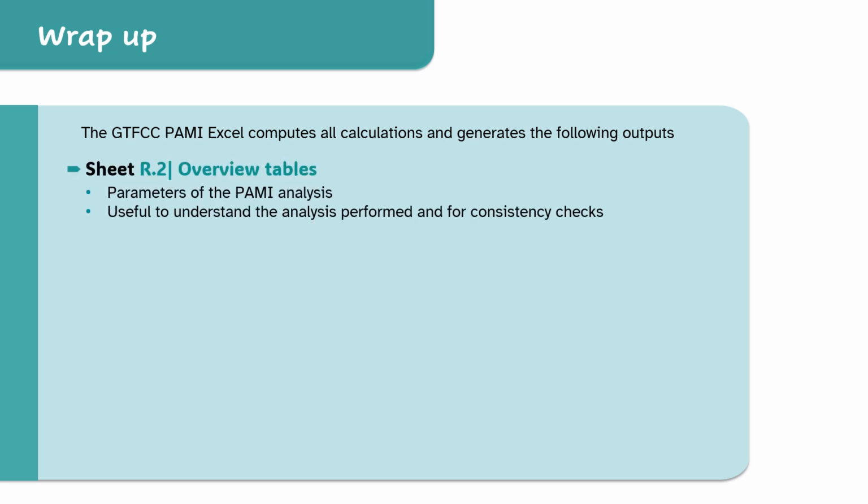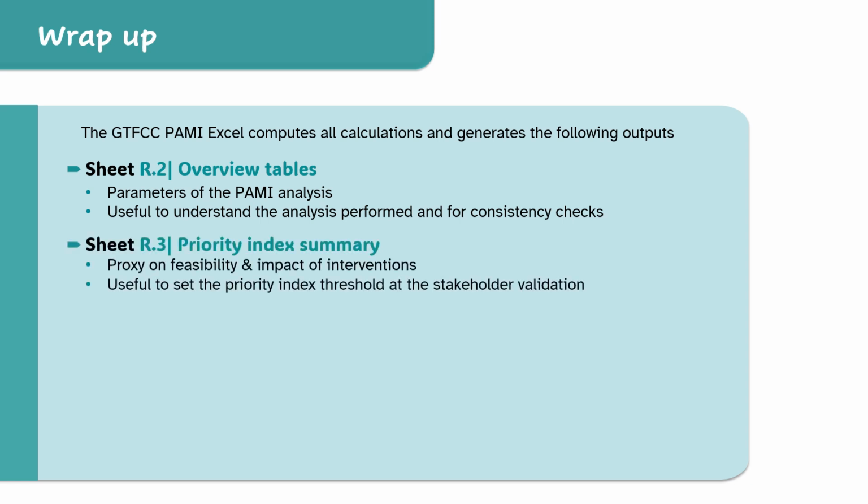Sheet R2, Overview Tables, summarizes all parameters of the PAMI analysis. Use this sheet to understand how the analysis was performed depending on the characteristics of your dataset and for consistency checks. Sheet R3, Priority Index Summary, provides proxy on the feasibility and the potential impact of the NCP depending on the selected priority index threshold. This is an essential sheet to guide decision-making on the priority index threshold value.